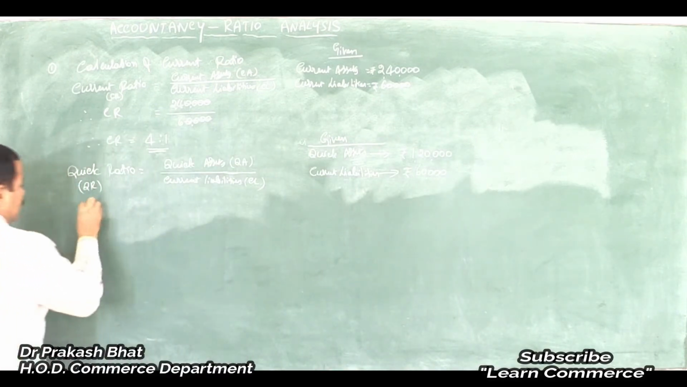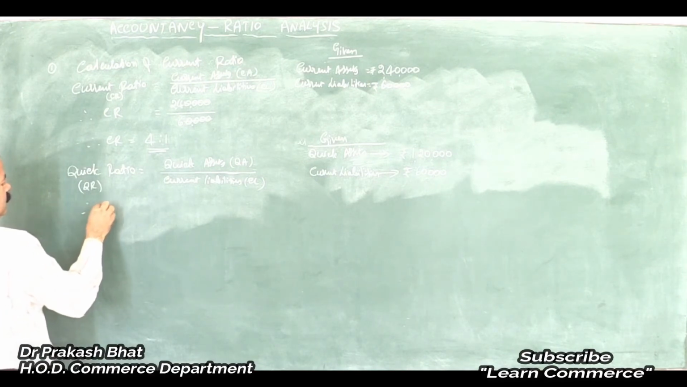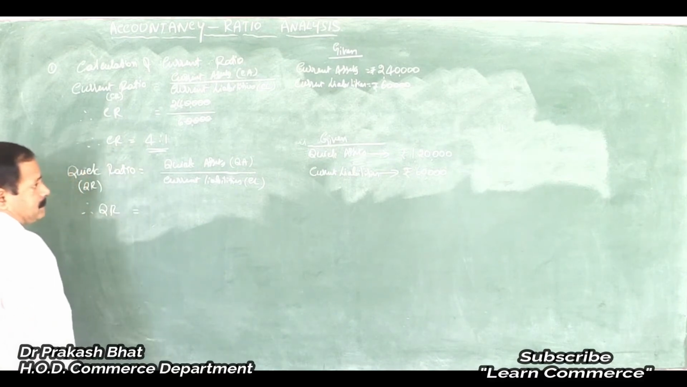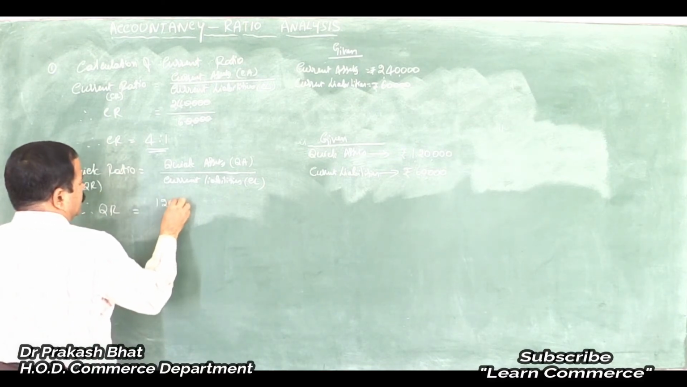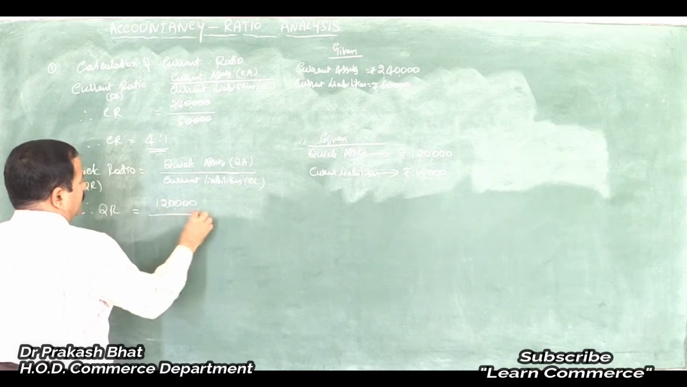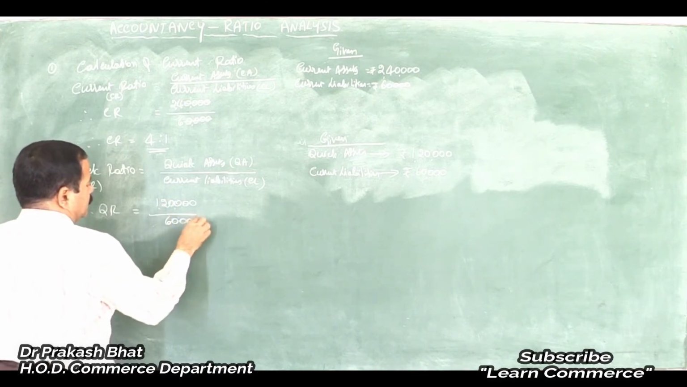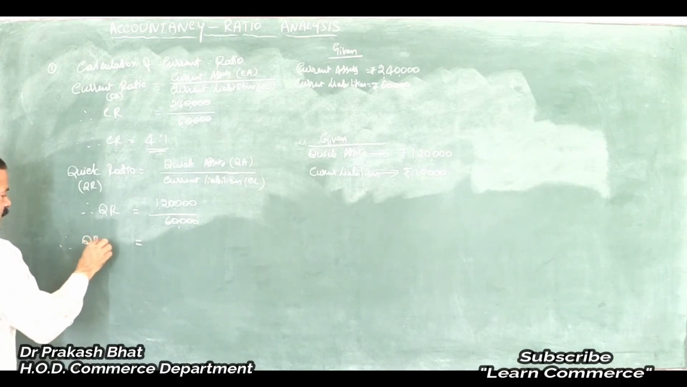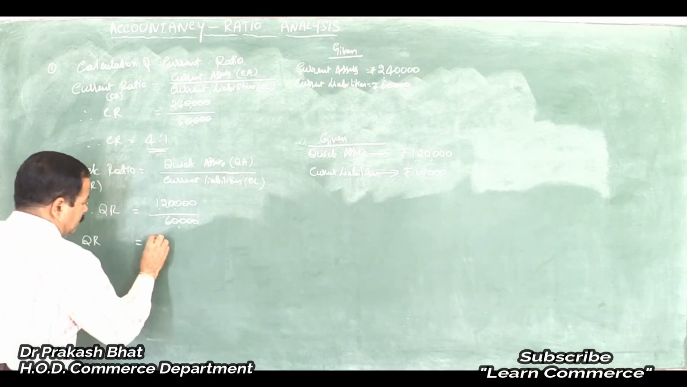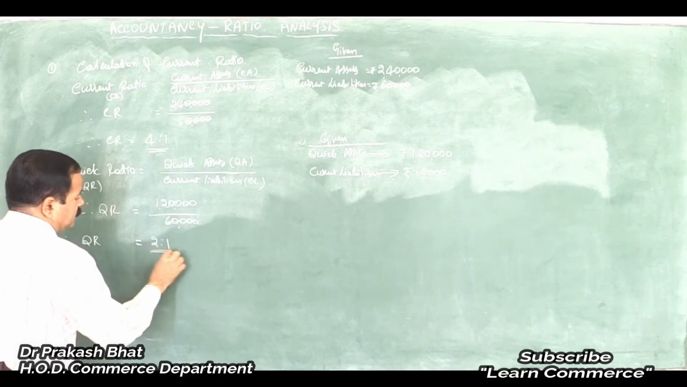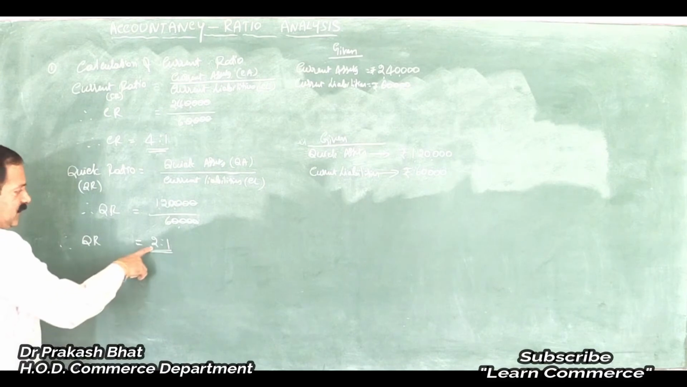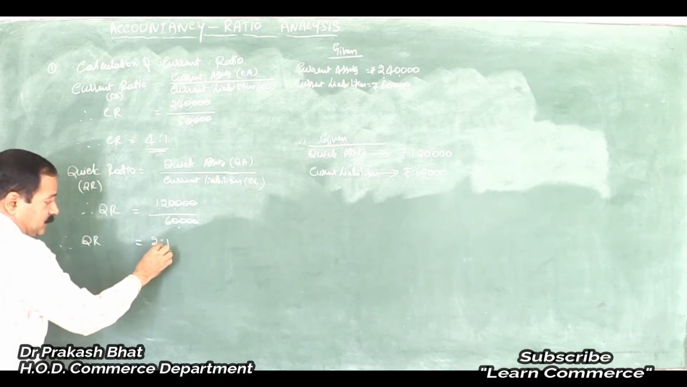Therefore, quick ratio is equal to how much? 1,20,000, substitute the figures, divided by 60,000. Therefore quick ratio is equal to 2:1. Very simple. Cancel 4 zeros, cancel 4 zeros. 6 2s are 12, right? So 2:1. You must write 2 to 1, otherwise your answer will be wrong.